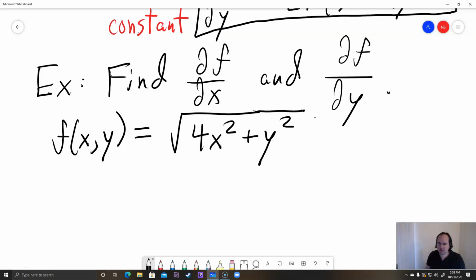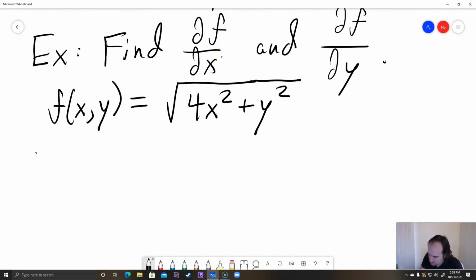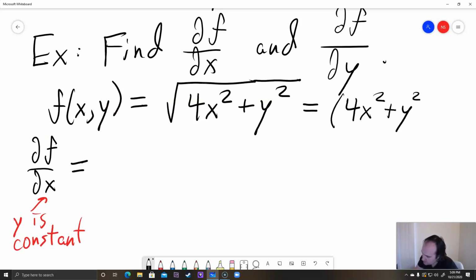But once again, it's a composite function, which means there's an outer function and then an inner function. So we're going to be using the chain rule once again. So let's start with partial f, partial x. For partial f, partial x, remember all the other variables are constant. Here the other variable is y, so y is constant. And if you want to make it easier on yourself, instead of writing it as a square root, you could write it as a 1/2 power, just to make it easier to apply the power rule. So we can rewrite this as parentheses 4x squared plus y squared, parentheses to the 1/2 power. Because remember, the 1/2 power is the same as the square root. It means the same thing.